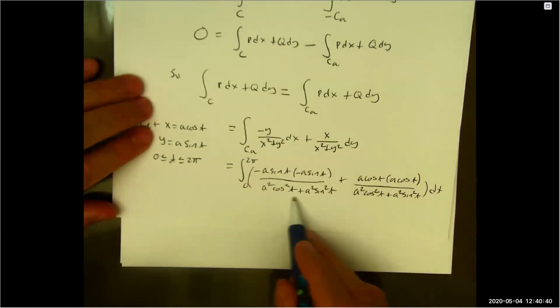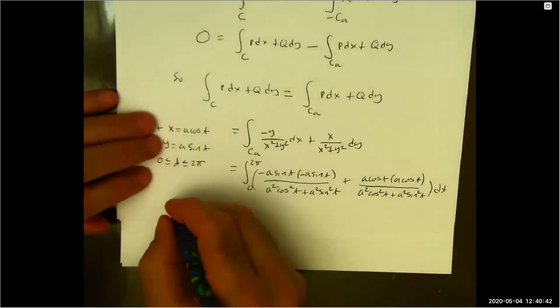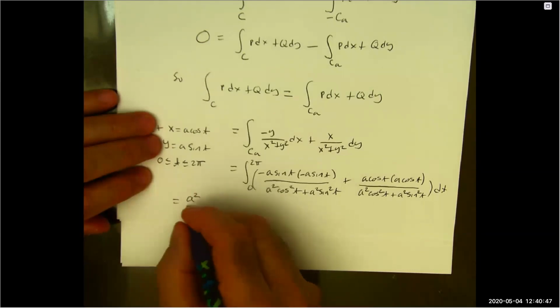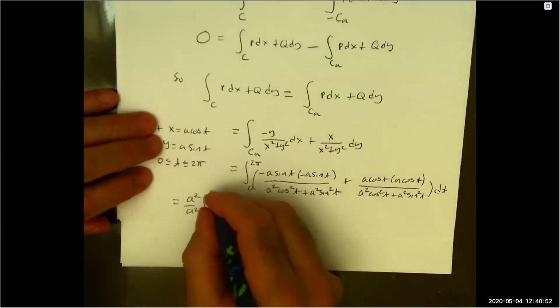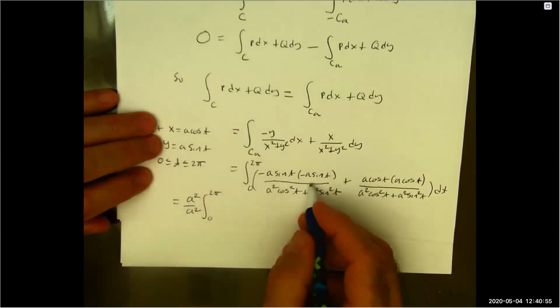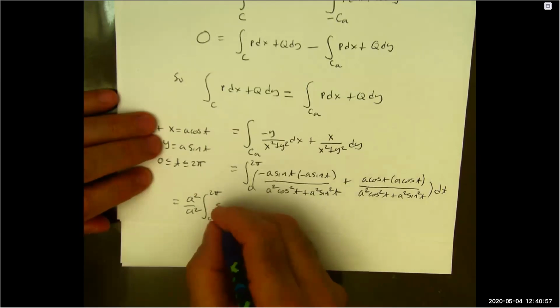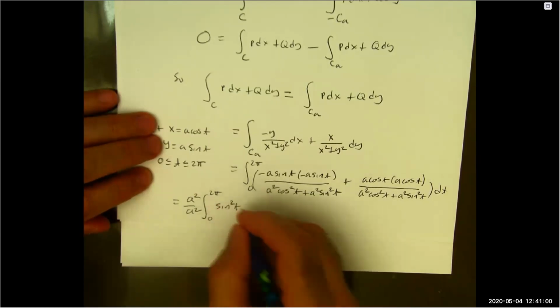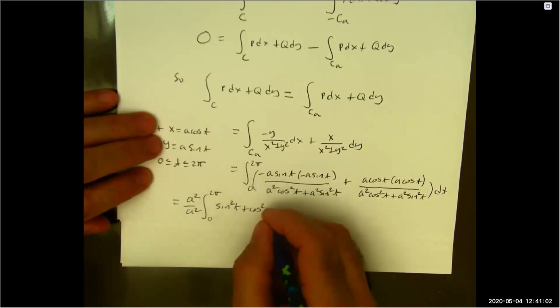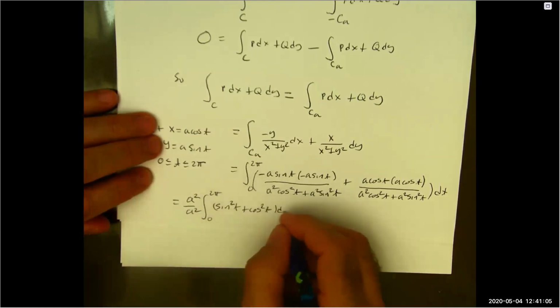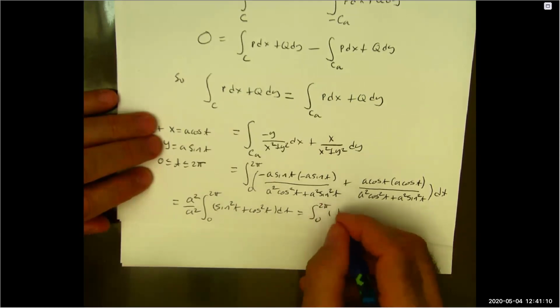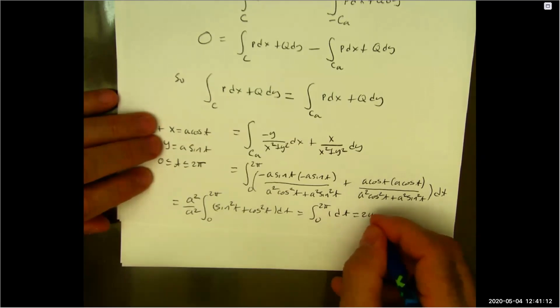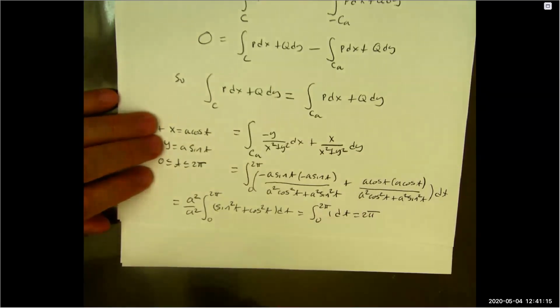And so this denominator is just going to be a squared. So we're going to have a squared over a squared, and then the integral from 0 to 2 pi of sine squared t plus cosine squared t. And so we have just the integral from 0 to 2 pi of just 1, which is equal to 2 pi. So you see we get a different answer.